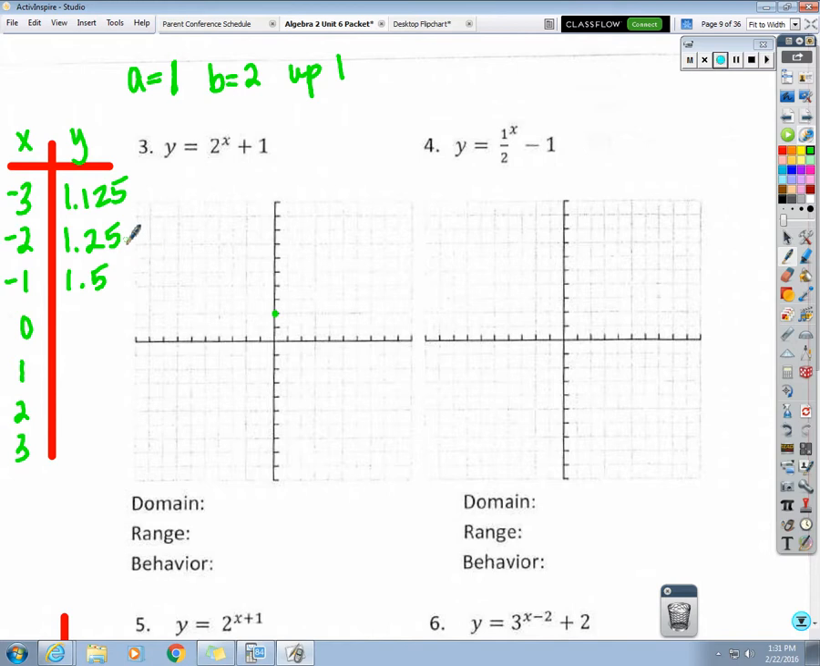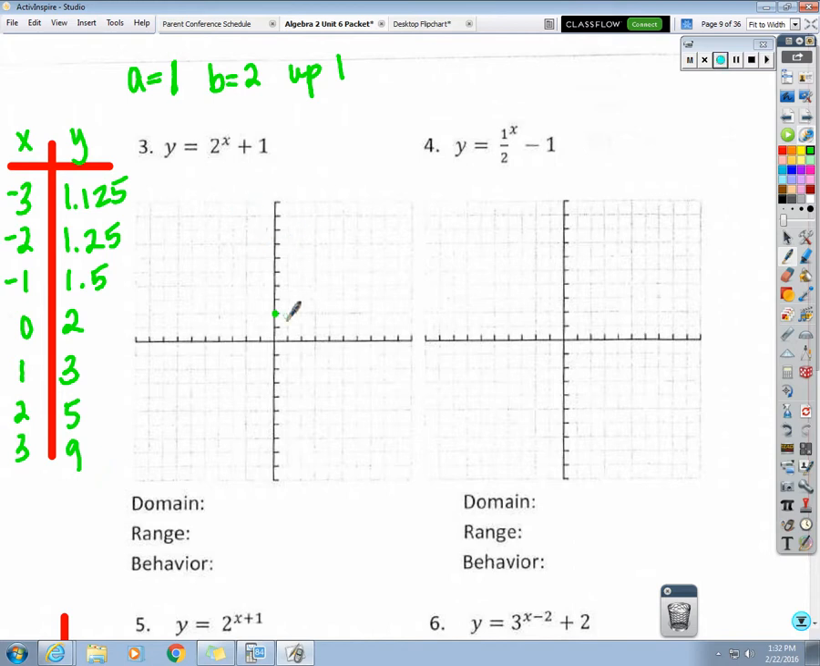Now, the rest of them you can probably do without a calculator. If we plug in a 0, what's 2 to the 0? 1. Anything raised to the 0 power always equals 1, and then when we add 1 to that, we get a 2. Okay, what's 2 to the first power? Plus 1. What's 2 to the second power? Plus 1. And what's 2 to the third power? 8 plus 1, 9. Because 2 cubed is 8.